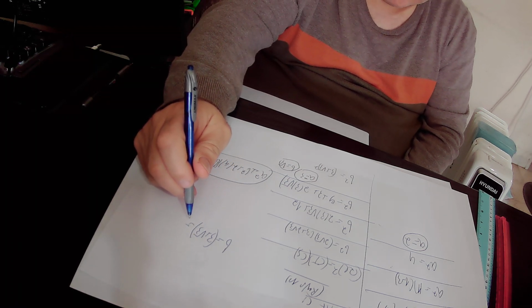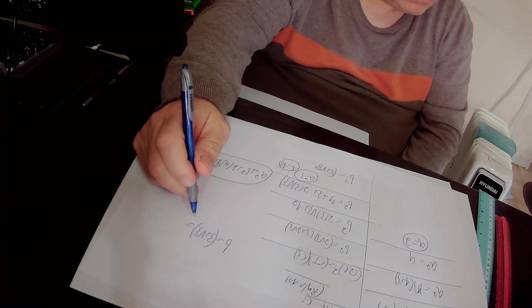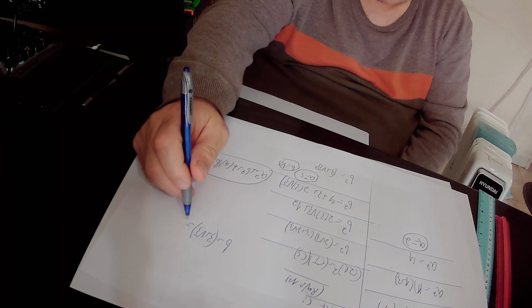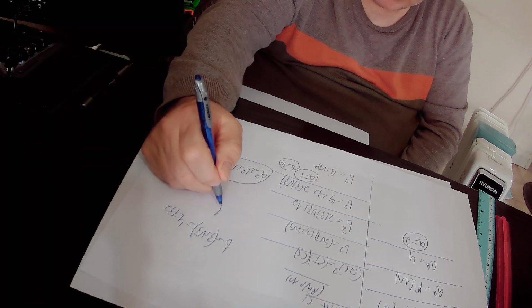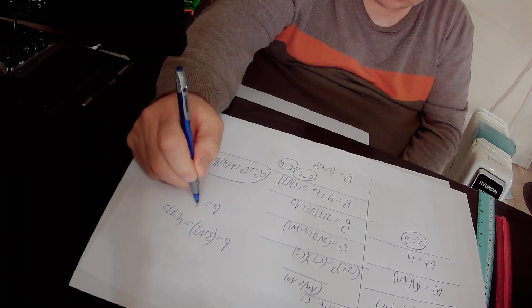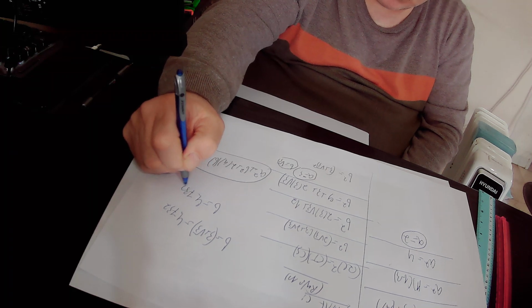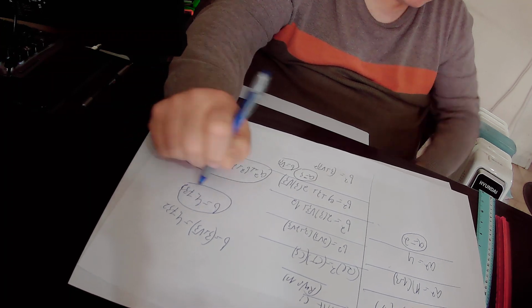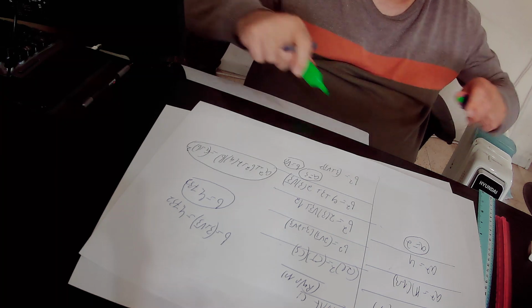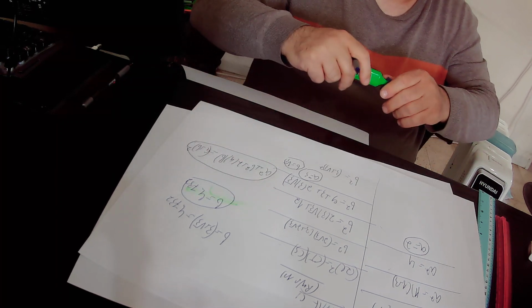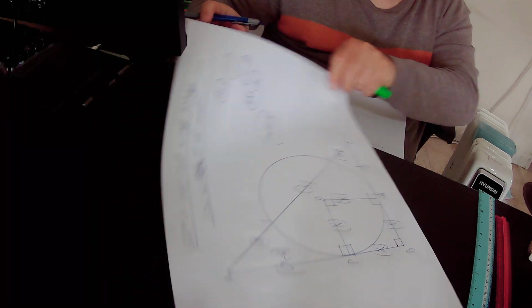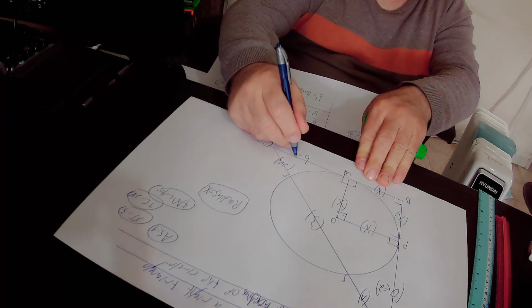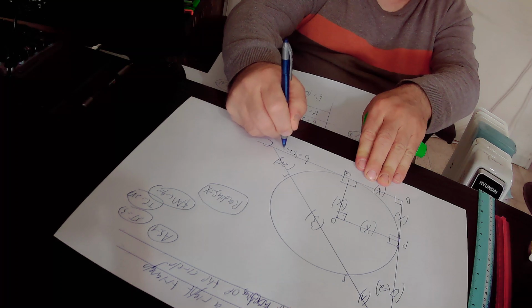Square root of 3 is 1.732, therefore 3 plus 1.732 equals 4.732. In conclusion, we found out that B equals 4.732. So you can write here in the drawing itself that B equals 4.732.